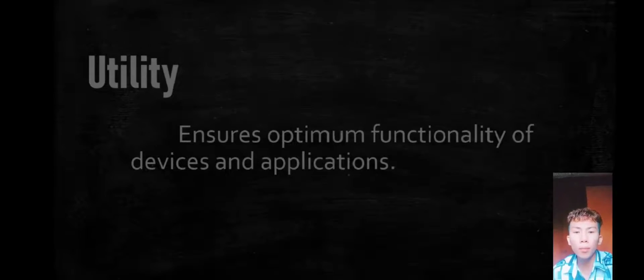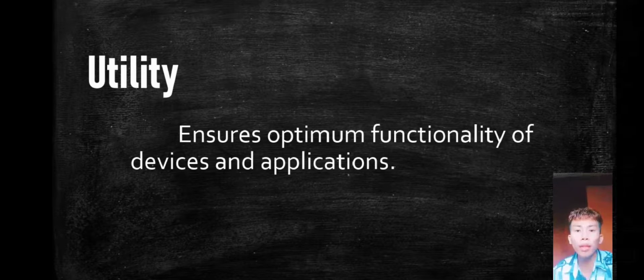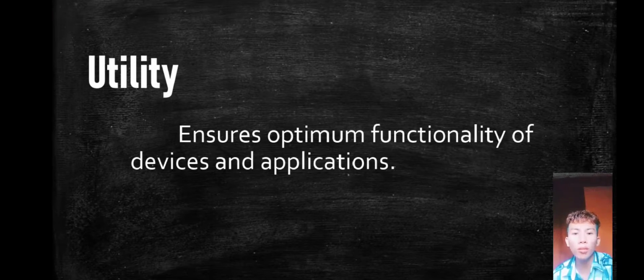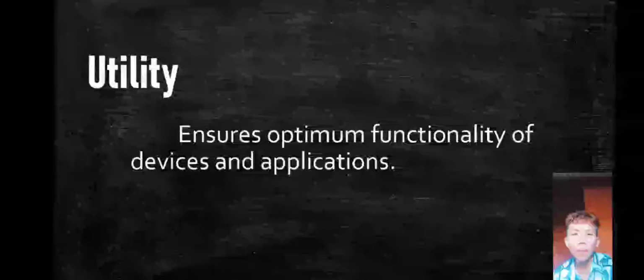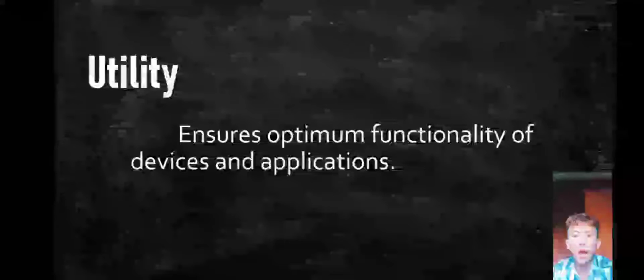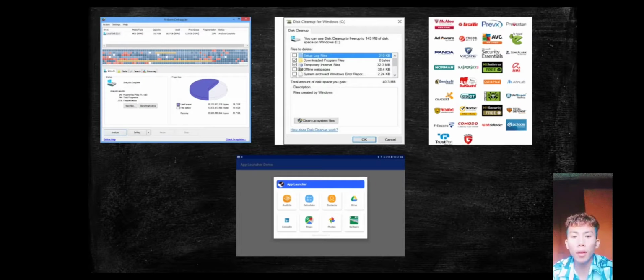The third type of system software is the utility. What is a utility? Utility ensures optimum functionality of devices and applications. Some examples of utility are defragmenters, disk cleanup, antivirus, and app launchers. For more description about the utility, here is a short video about the utility.